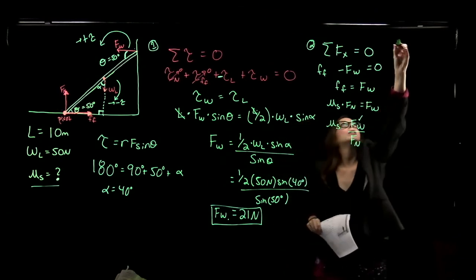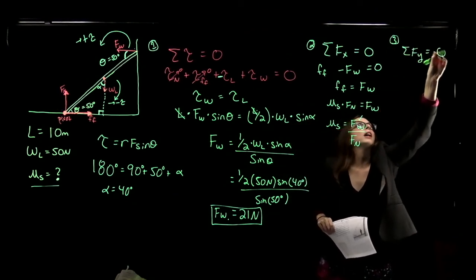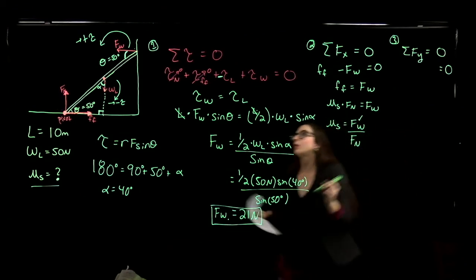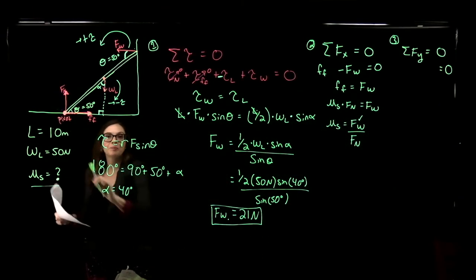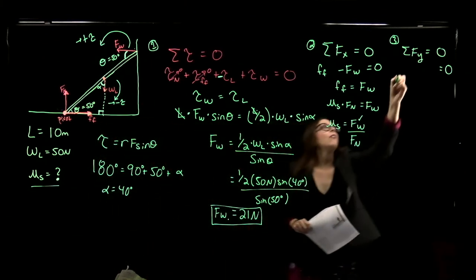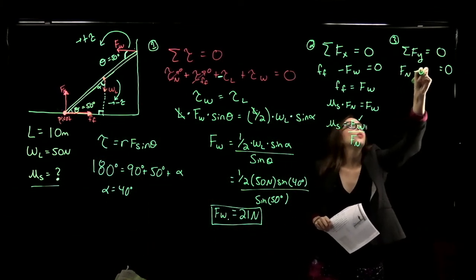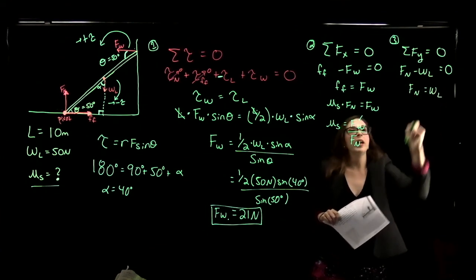So we do Newton's second law in the vertical direction, which has to equal 0. Forces in the vertical direction: we've got the normal force up, and we've got the weight down. So we've got Fn minus weight of the ladder equals 0. So our normal force is just equal to the weight of our ladder.